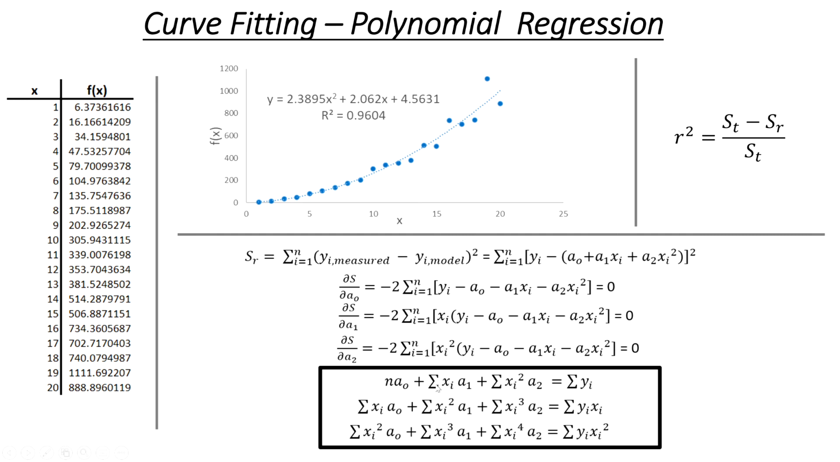So let's look at the first equation. The coefficient of a0 is n, which is the number of data points. In this case, we have 20. And this is the sum of all the x values, the sum of xi squared. And here we have the second equation, where the sum of xi is basically the same.